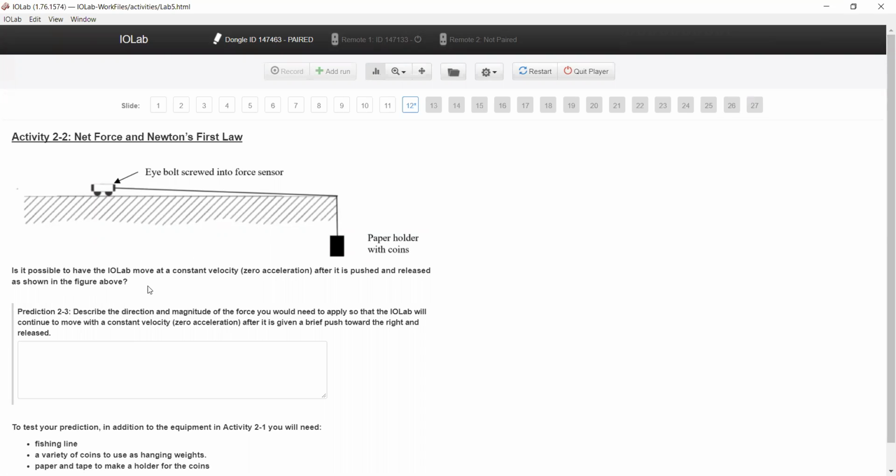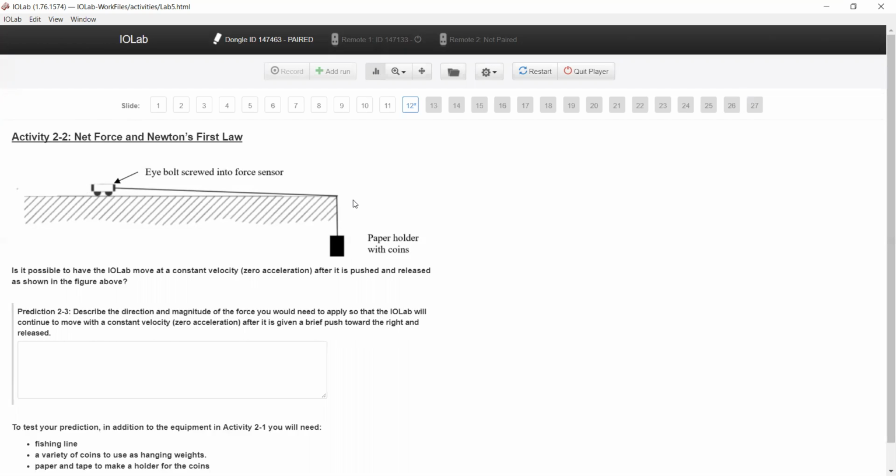It is possible to have the IOLab move at a constant velocity, zero acceleration, after it is pushed and released as shown in the figure above. So they want us to give a slight push to the IOLab and make it move at a constant velocity. The main idea here is that we are trying to make net force equal to zero. Describe the direction and magnitude of the force you would need to apply so that the IOLab will continue to move with a constant velocity after it is given a brief push. So like we did before, we pulled it, giving a force from here.